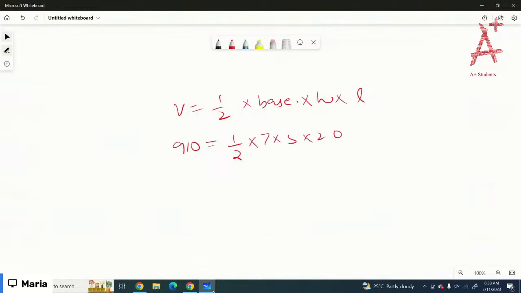So let's calculate all the values. It would be 10 times 7, so here you have 70 times S equals 910. When you divide 910 by 70, it is 13. That means the missing side length S equals 13. Got it?